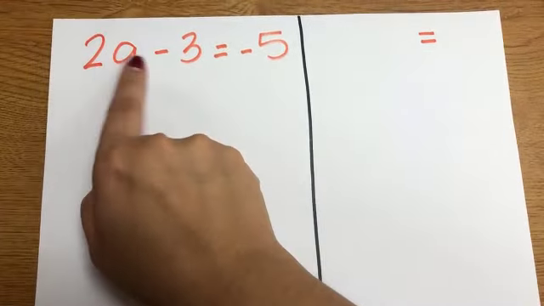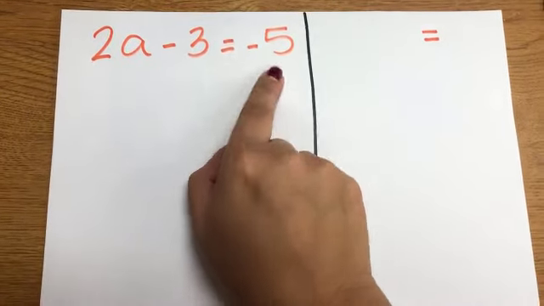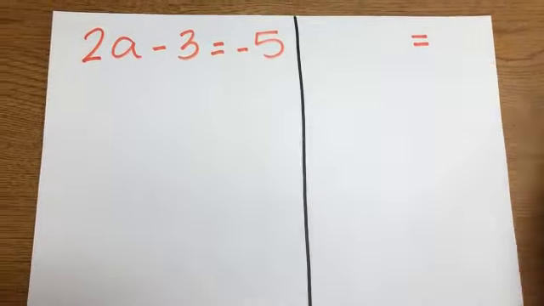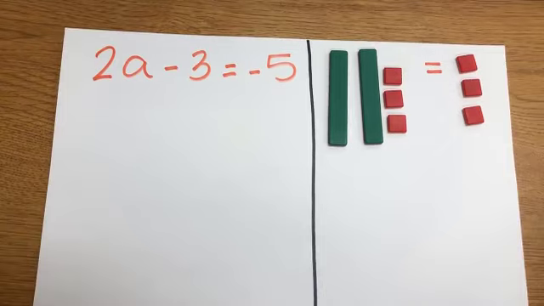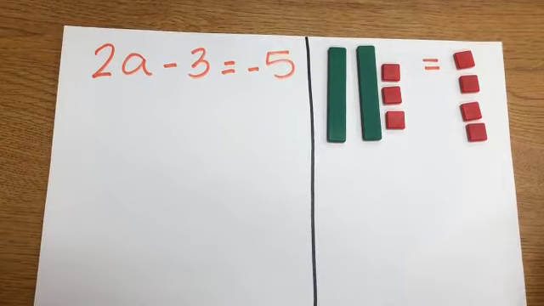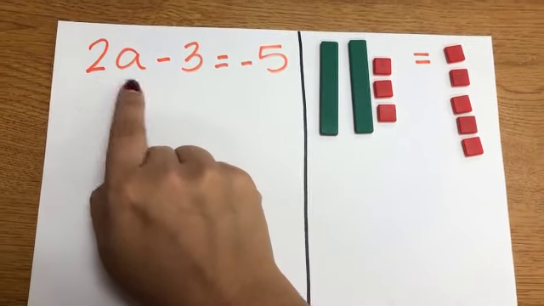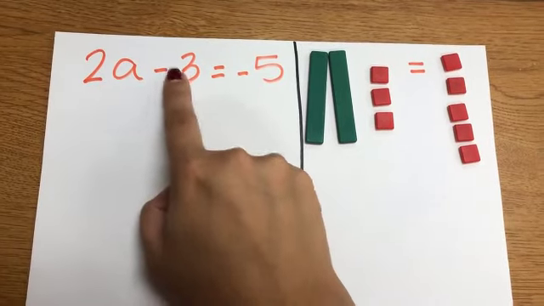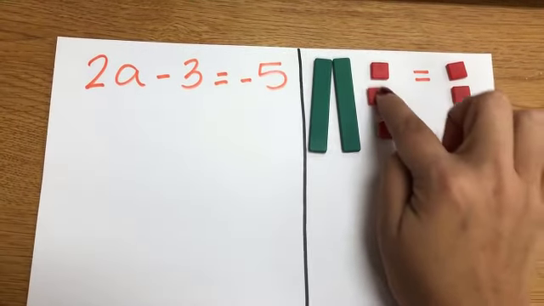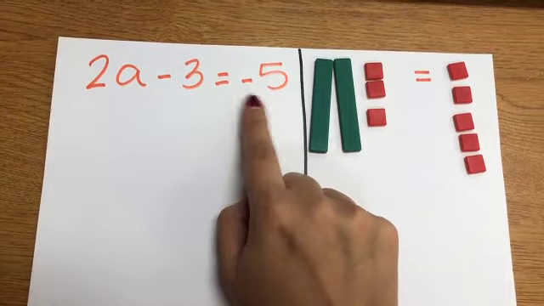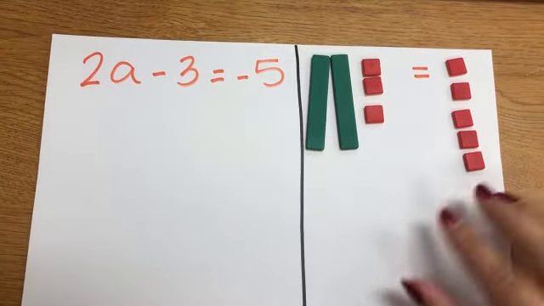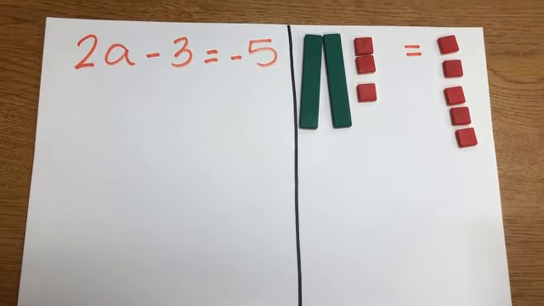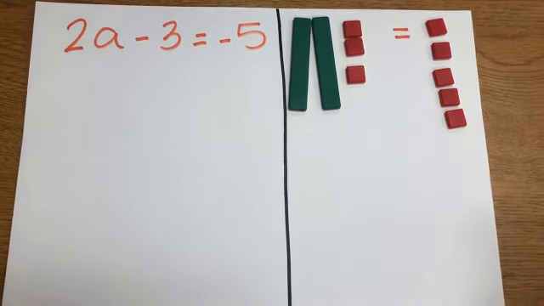Our fourth equation is 2a minus 3 equals negative 5. So right now I'm going to go ahead and pause the video so that you can show me what that looks like with your algebra tiles. Since I had 2 positive variables, I had them on the green side. I know that subtraction means negative, so I had 3 of those on the red side, and then we had our negative 5. So this is what it should have looked like. Right now I'm going to go ahead and pause the video so that you can try solving this equation on your own.